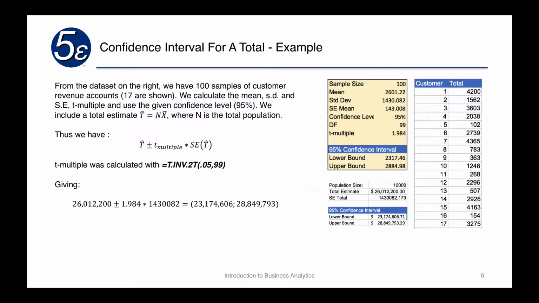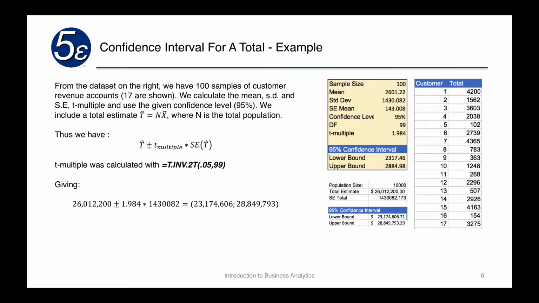And we include a total estimate, which is our T-hat for the total estimate, which is equal to the total number of observations times our average sample, where N is the total population. So therefore, we have our T-hat plus or minus the t-multiple times the standard error of that T-hat estimate.